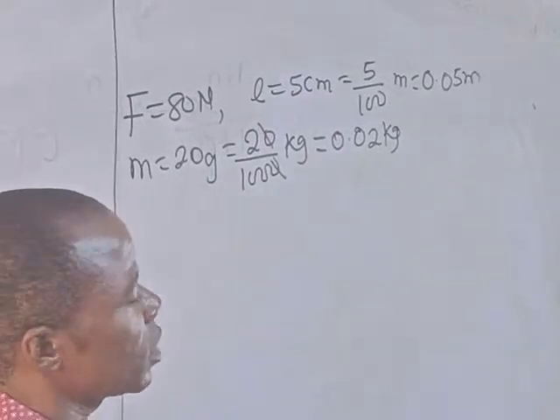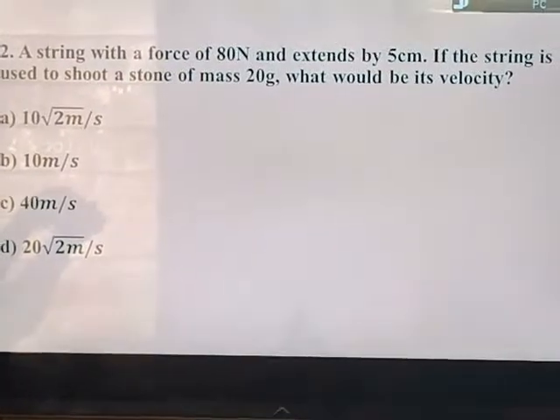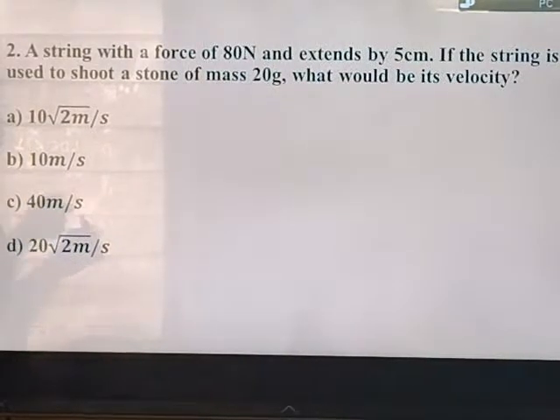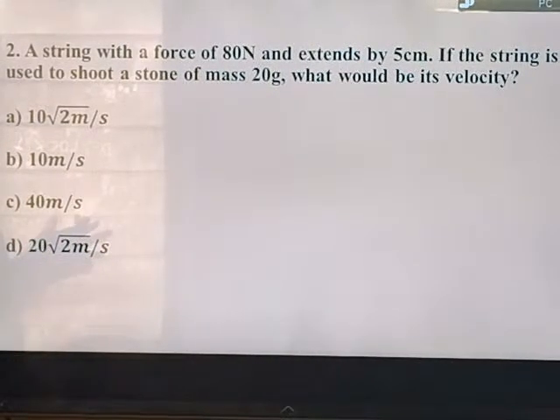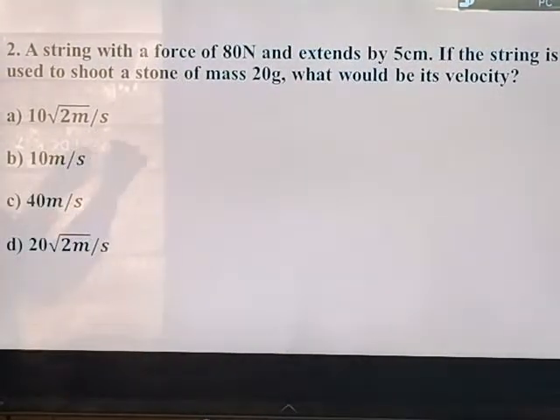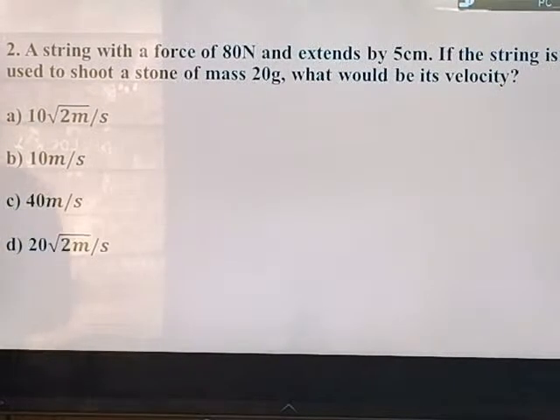Then what will be its velocity? Don't forget, just like when you have a catapult and you want to use that catapult to throw a stone, when that stone is seated in the catapult, what kind of energy does it possess? Potential energy by virtue of its position. But once that string is extended and released, what happens? The stone leaves the catapult and begins to move with a particular velocity. So it now assumes what kind of energy? Kinetic energy. So the energy stored in the string will have been converted to kinetic energy.